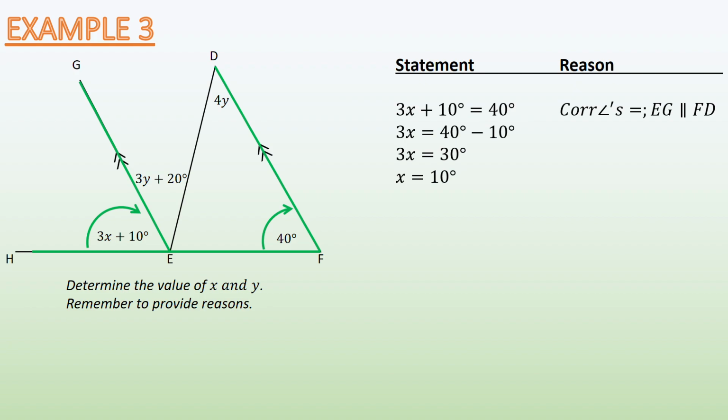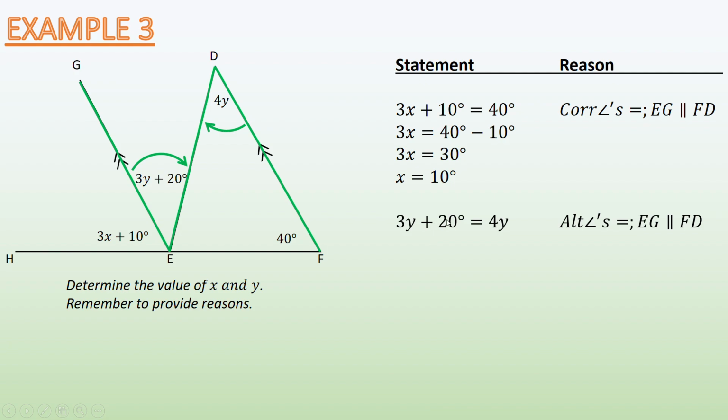The fastest way that I could see that you could work it out would be to use your Z shape. I know that those two angles are equal to each other because they're alternating. So that's your N or your Z. So they're equal to each other, right? Whatever's written here must be equal to whatever's written there. So 3y plus 20 is equal to 4y. There's your reason.